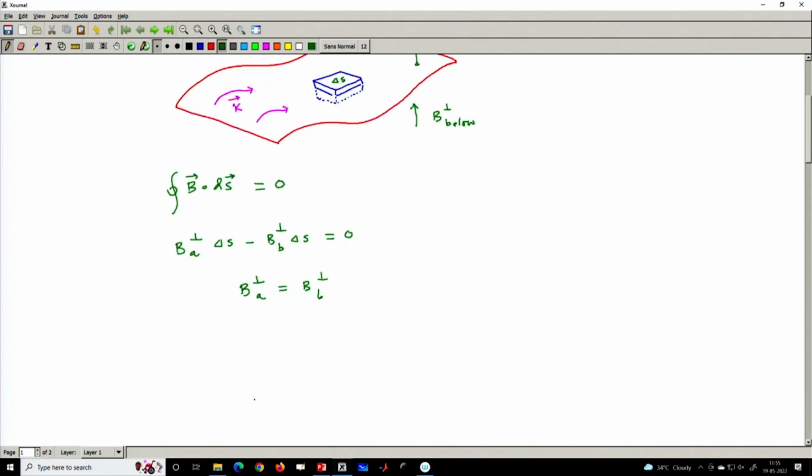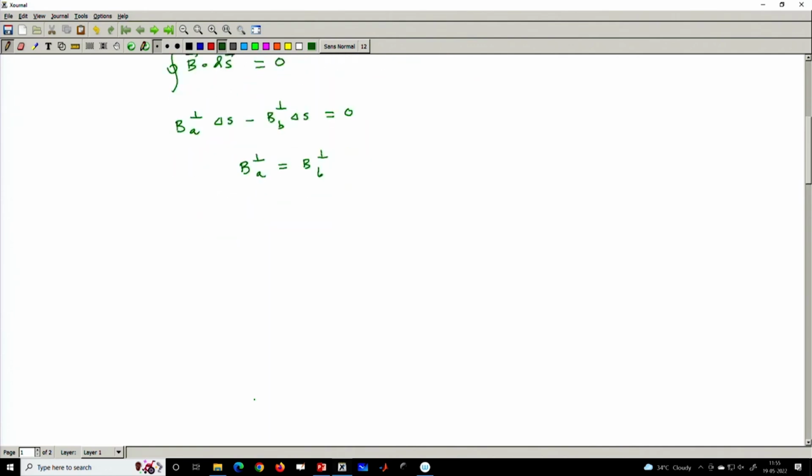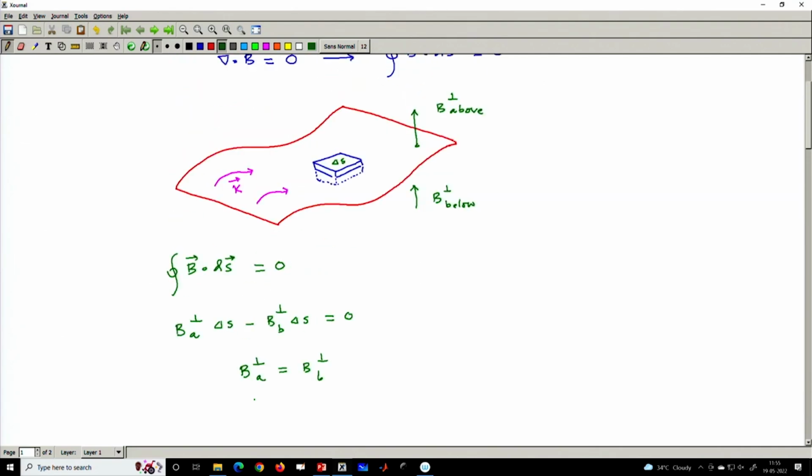Also, I want to calculate the parallel component, because this is the condition for the perpendicular component, but B can be in any arbitrary direction. Say this is the direction of B. It should have a perpendicular component that I already mentioned along this direction, and also one can have a parallel component here, which we write B parallel. So, this is the way the components are distributed.